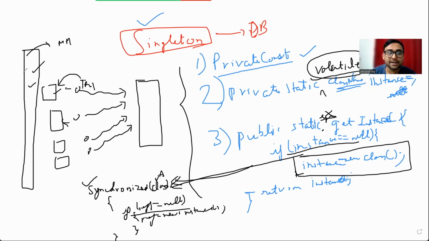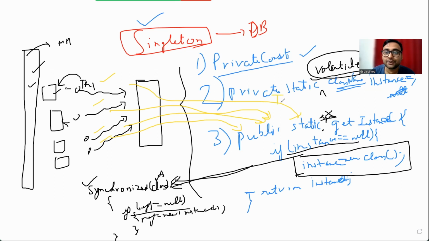Let's suppose there are multiple threads coming. You can see multiple threads here: thread 1, thread 2, thread 3, thread 4. All threads will try to come over here and try to acquire the object lock. Will it allow all the threads at the same time? No, right? It will allow only one thread to acquire the object lock at one time.